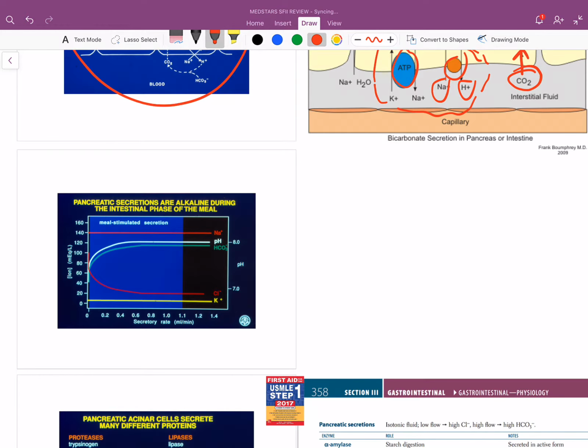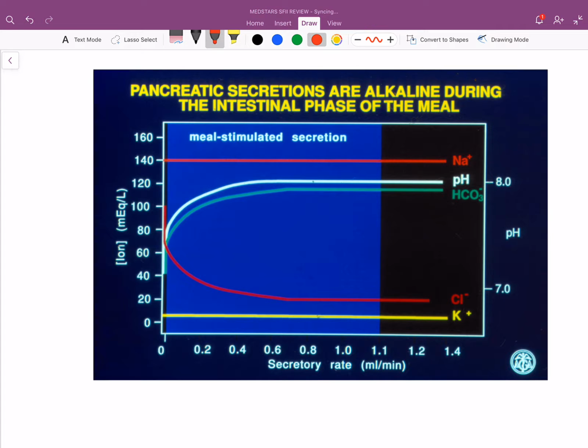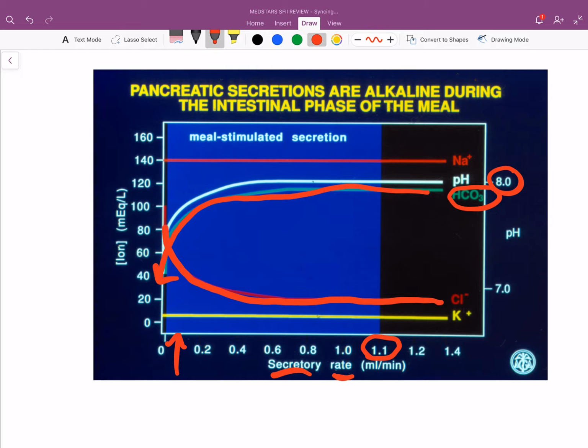If we look at this graph right here, we can look at the secretory rate. We see that when there is a high normal secretory rate, the major composition of this pancreatic juice is bicarb, therefore causing elevated pH, alkaline. Now, if we look at where the pancreatic juice secretory rate is really low, we can see that the bicarb concentration goes down, and we can see that the chloride concentration goes up.